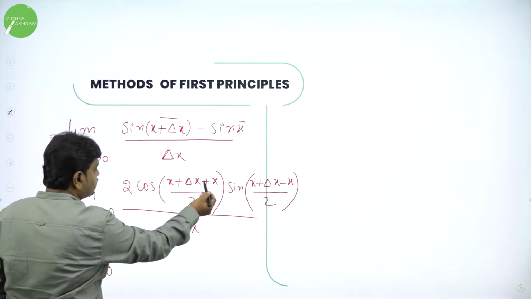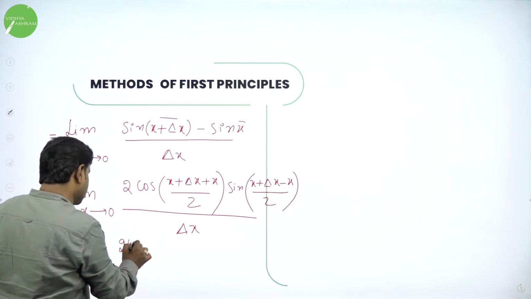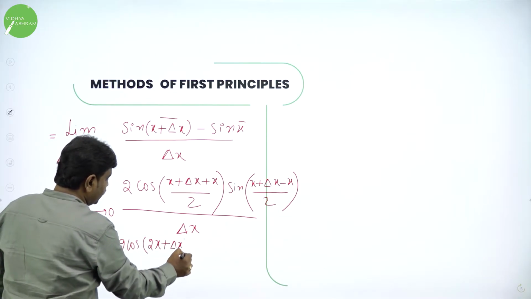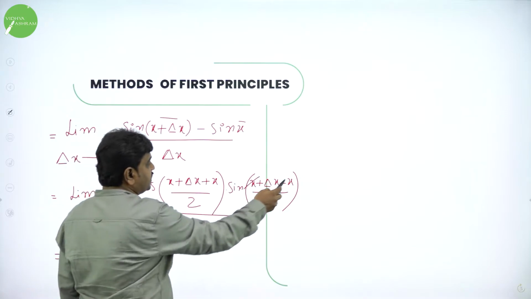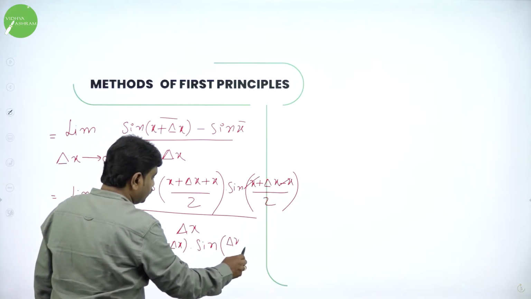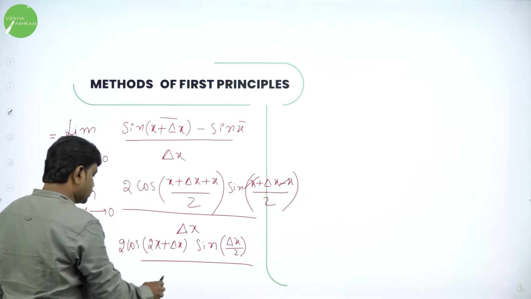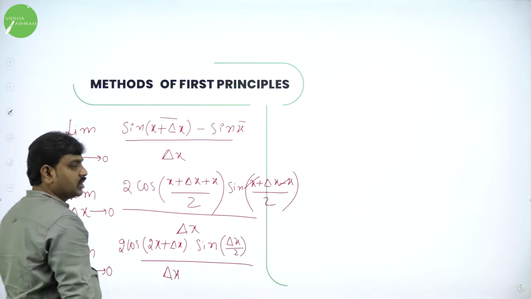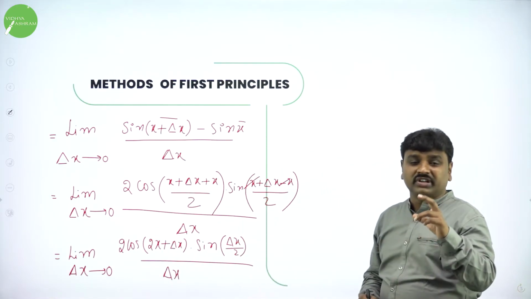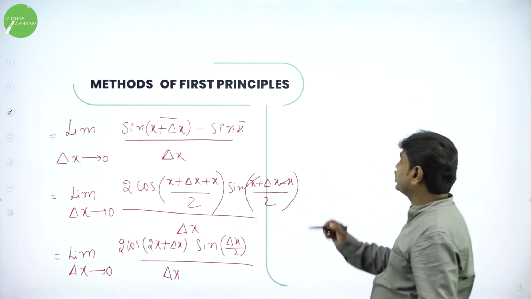Further, limit delta x tends to 0, we have x plus x is 2x. So, 2 cos of (2x plus delta x) by 2, and x minus x cancels, we are left with sin of delta x by 2 divided by what? Delta x. Now, we need to apply the limit. If you have a product of two functions, you can apply the limit separately for each function.